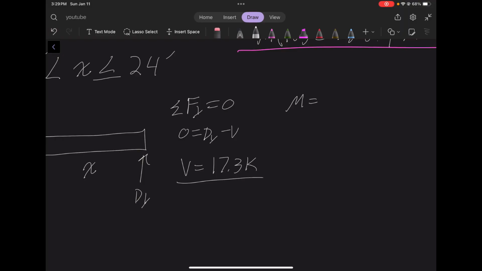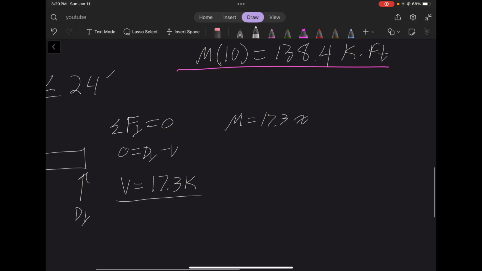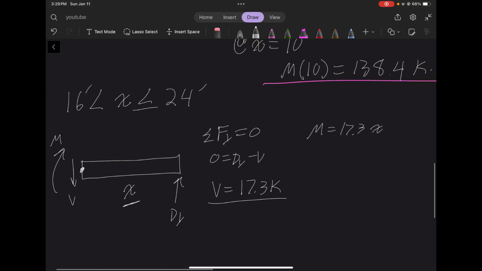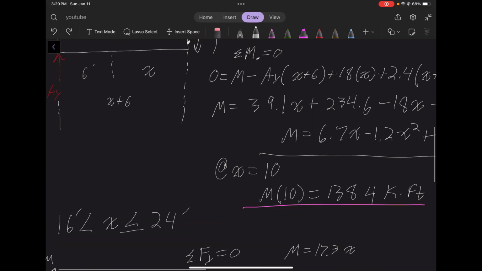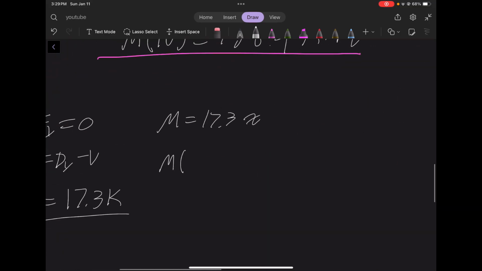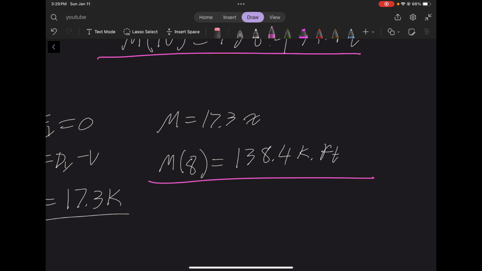But it's kind of obvious to see that the equation for the moment is equal to 17.3x. So if we were to plug in what value x has to be for this to be point C, it would be 8. So at 8 equals 138.4 kips feet. Congratulations, you just solved your problem. I'm going to stop recording now before I throw up.